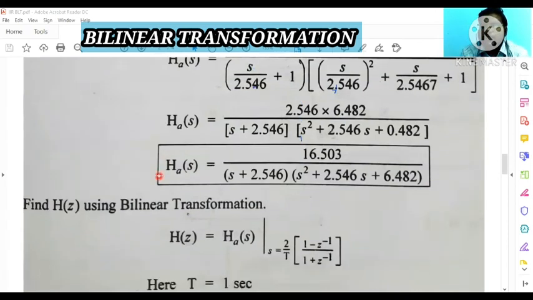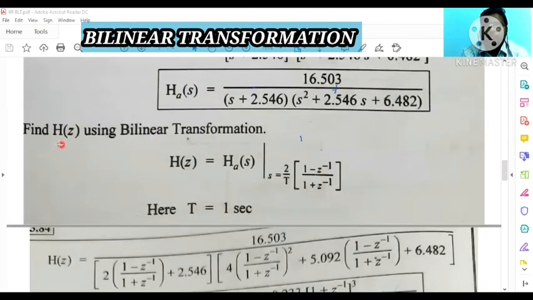Next, as of now you have designed the analog Butterworth filter. Now from this analog filter we can transform into a digital Butterworth filter, by using the bilinear transformation. Now what is that rule? Find H(z). H(z) represents the digital Butterworth filter. So H(z) using bilinear transformation, this is the formula: H(z) equal to Ha(s) at s equal to 2 by T, (1 minus z inverse) divided by (1 plus z inverse).